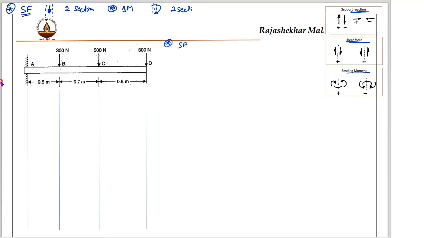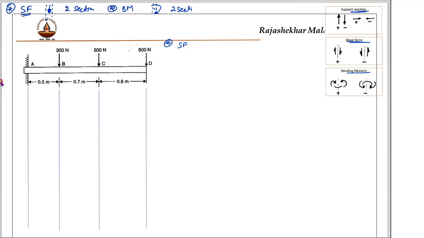For the shear force diagram, you should mark these points A, B, C, D, which are already marked, and the distances and loads are also given. One very important thing about a cantilever beam is to always come from the free end to the fixed end, and there is no need to determine support reactions in cantilever beams.